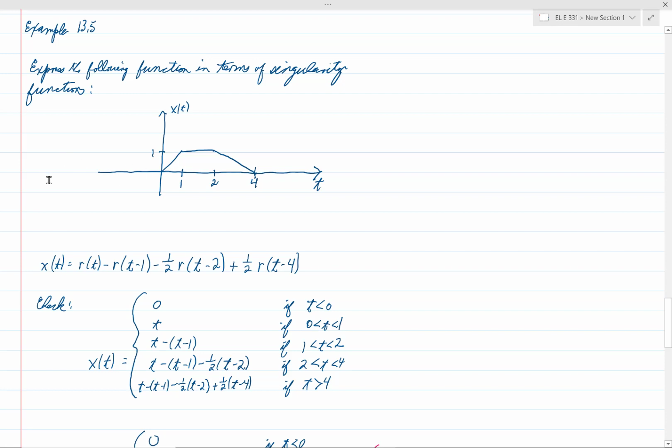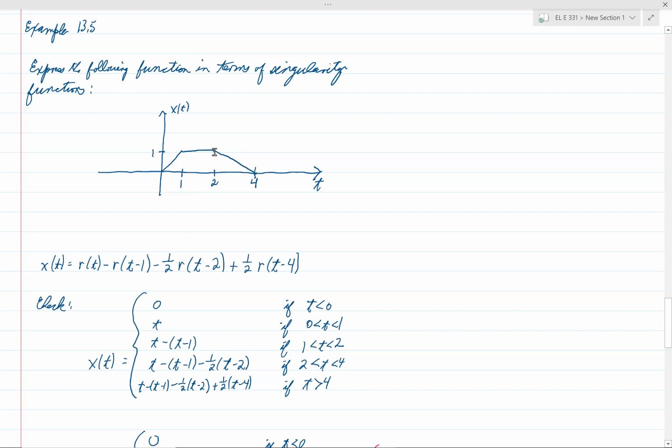As I go from left to right, I see that I don't have any functions at all until I get to t equals 0, and then I have something that's ramping up here, and since it goes from 0, 0 to 1, 1, it has a slope of 1. So this is r of t. But once I get to t equals 1, I want it to level out. So I have to subtract from it r of t minus 1. That will be a ramp down with slope negative 1, and so that will flatten out the curve.